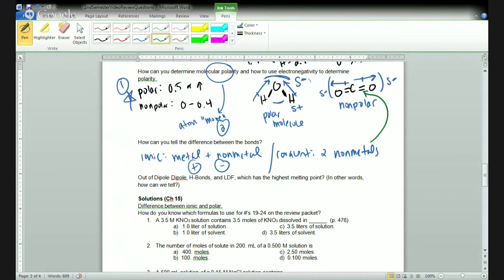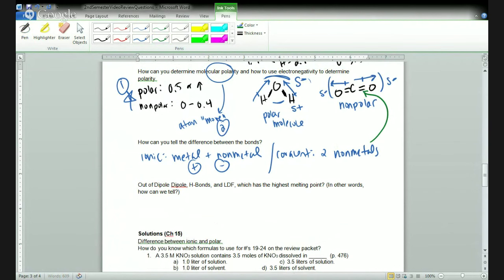I hope that helped you out. I hope that was the right question. If not, I am going to talk about intermolecular forces here in the next part.